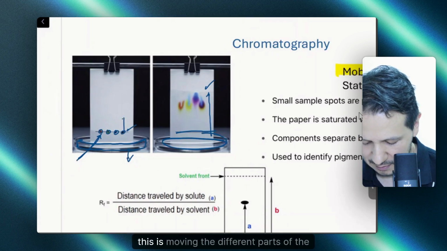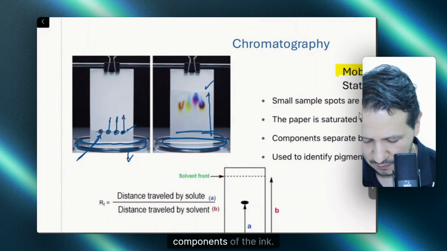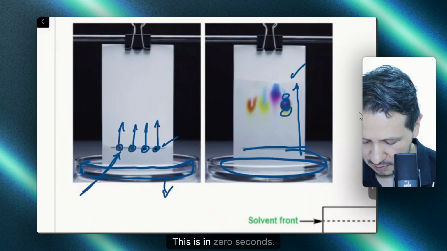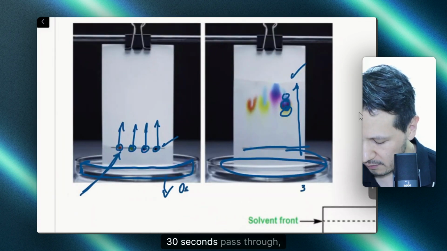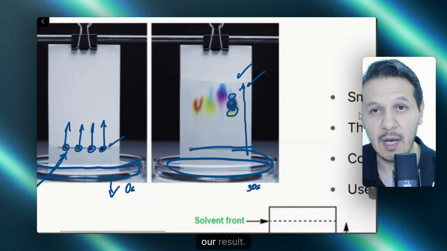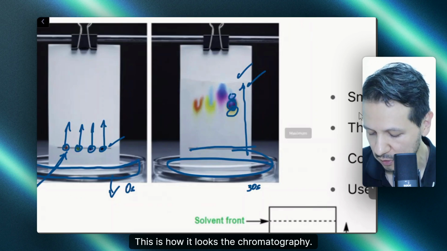Here, this is moving the different parts of the components of the ink, and that's why we have different colors, you see? So we are starting here at 0 seconds, 30 seconds pass, then we have different phases, and this will be our result. This is how the chromatography looks.